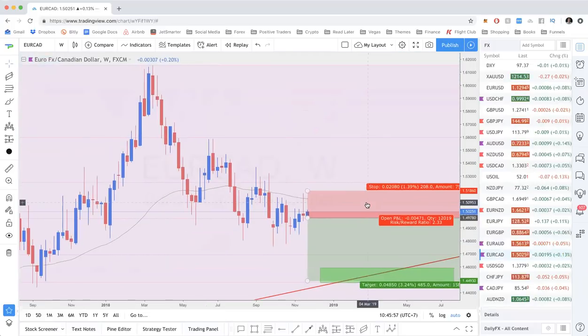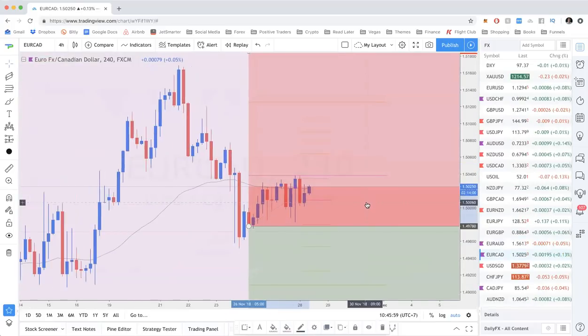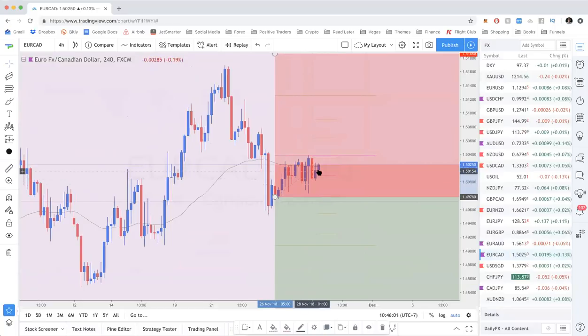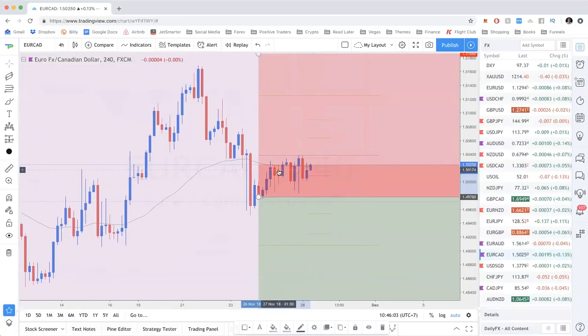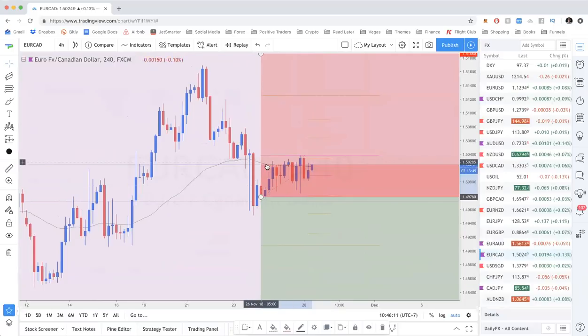Euro CAD, taken a little bit more time, but it's doing its thing. Just been in some major consolidation. I mean, keep in mind, guys, six of these candles, if we're looking at the 4-hour chart, is one day. So we've got literally 2 days of just sideways consolidative price action. It's really consolidating right around this.